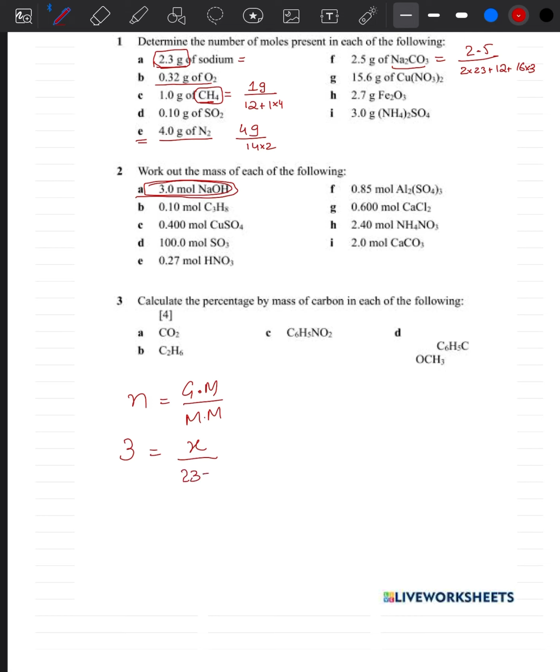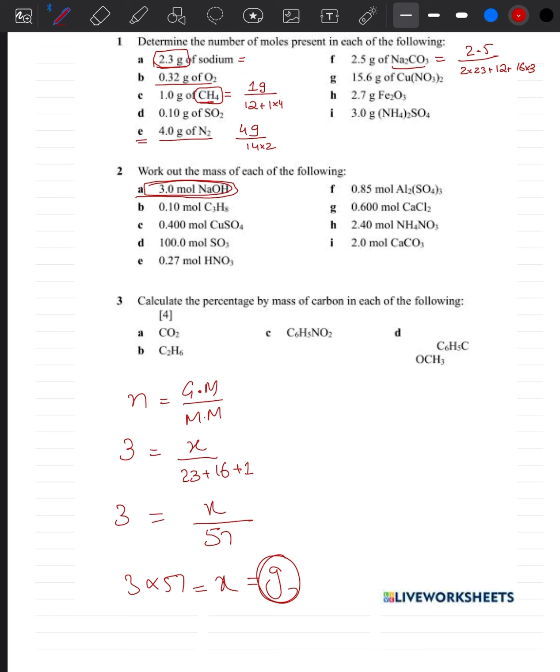The mass of sodium is 23, the mass of oxygen is 16 and the mass of hydrogen is 1. So if we add, the molar mass will be 57. So the mass will be 3 into 57 grams. The answer of this will be in grams. You need to remember, whenever you find the mass from the moles, the answer will be in grams.